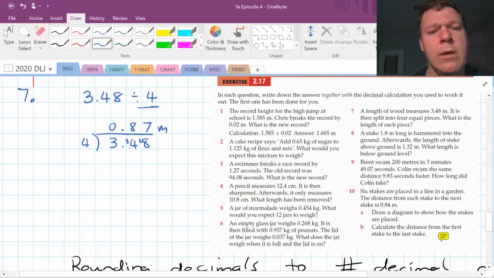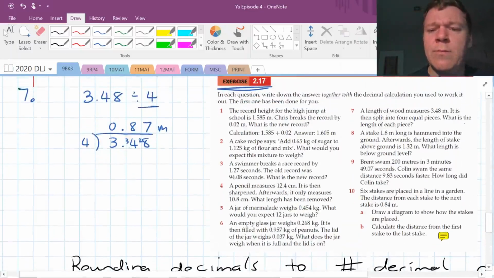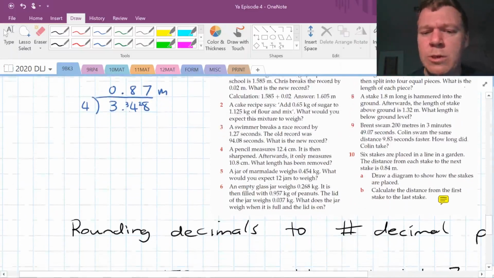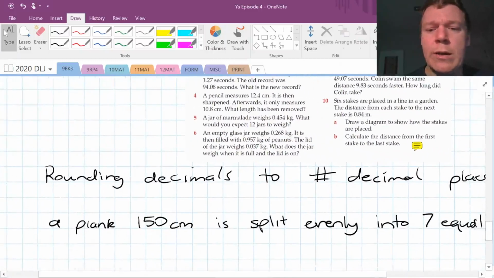Okay, so I'm not going to do any more from there, but I would like you guys to do the rest of that exercise. And before we finish the lesson, I just wanted to do a question on rounding decimals.